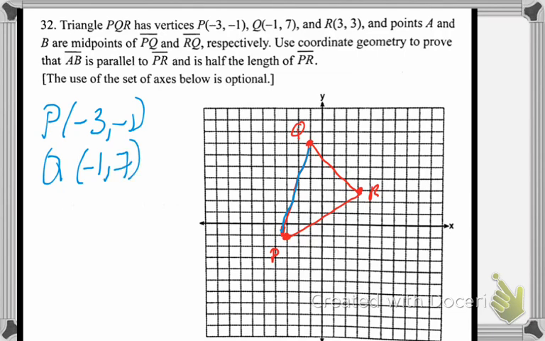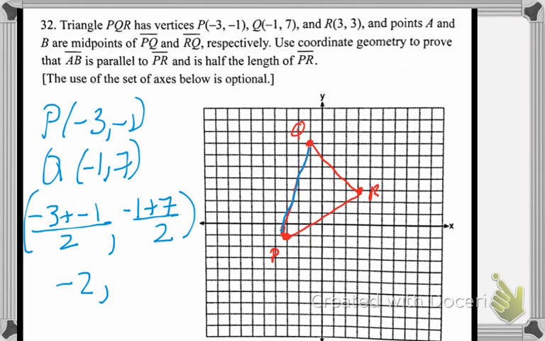the midpoint. So to find the midpoint, you just take the two x values, negative 3 and negative 1, and you're going to combine them and divide by 2. Then you're going to take the y's, and you're going to combine them, you're going to divide by 2, and that will give you your midpoint. So you're going to get negative 4 over 2, which is negative 2, and you get 6 over 2, which is 3. So negative 2, 3, right here, that is going to be point A. That's the midpoint. Okay? And then we have to do the same thing for Q and R.